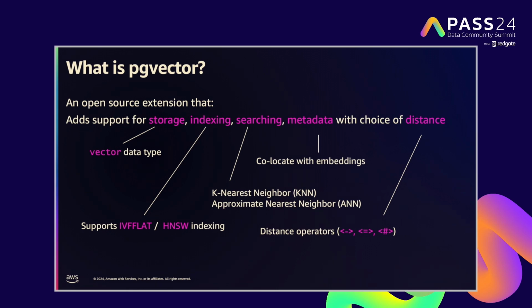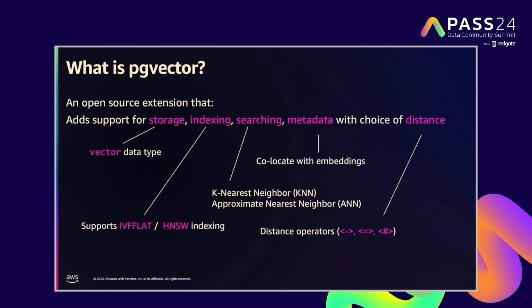You have IVF Flat, and you have HNSW. You can use algorithms like nearest neighbor and approximate nearest neighbor to find the closest match. So you can have an image of a dog, and you have a bunch of dogs, and you can run some algorithm and say, give me all the pictures which have dogs in them. Some of those things.